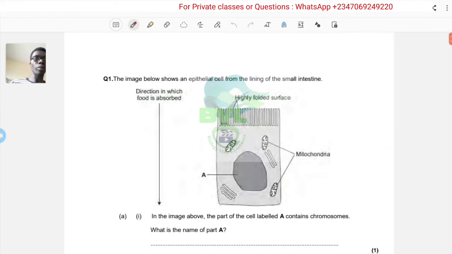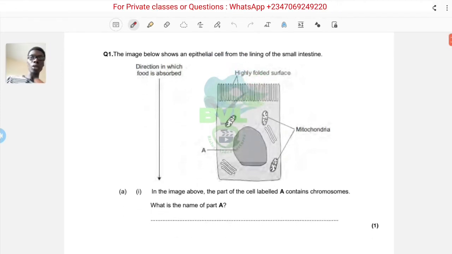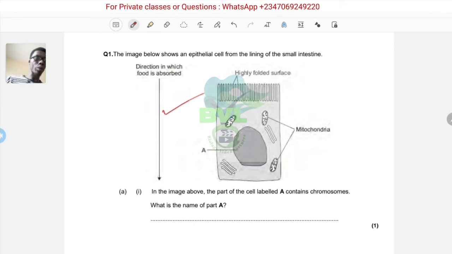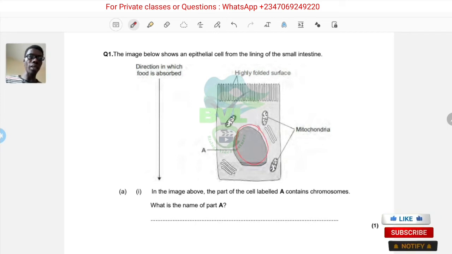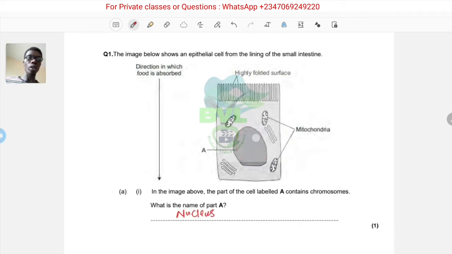It says the image below shows an epithelial cell from the lining of the small intestine. You might want to pause the video here to go through all of this. This shows the direction in which food is being absorbed. The first question says, what is the name of the part A, talking about this structure right here, and that is the nucleus. Please do remember to pause the video, attempt the question, then play.